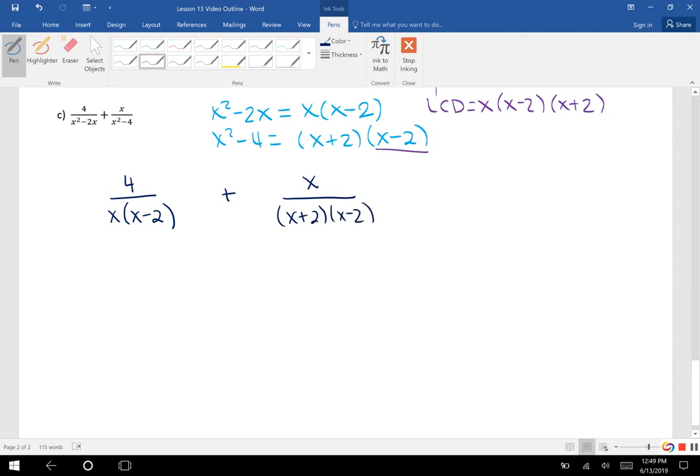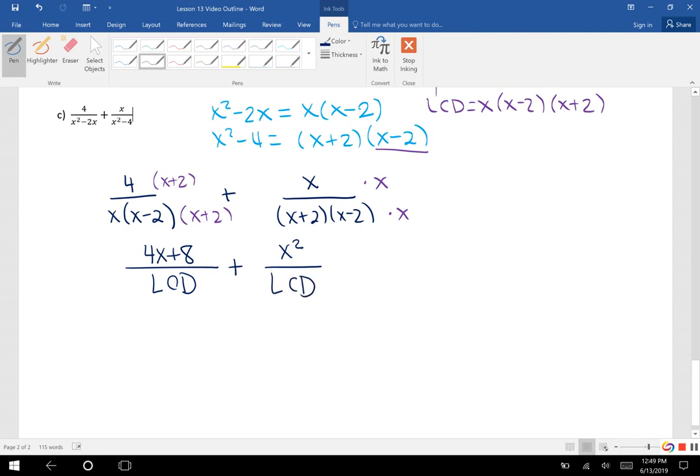So the first fraction is missing the x plus 2. We'll multiply that by the top and the bottom. And the second one is just missing the x. All right, once again, I always distribute in the numerator. I never distribute in the denominator. So my first fraction is 4x plus 8. And I'm going to be lazy again and just write LCD on the bottom. The second one is going to be an x squared over the LCD.